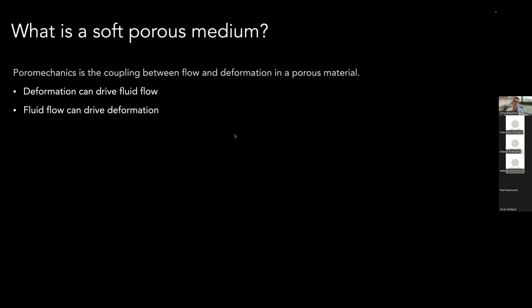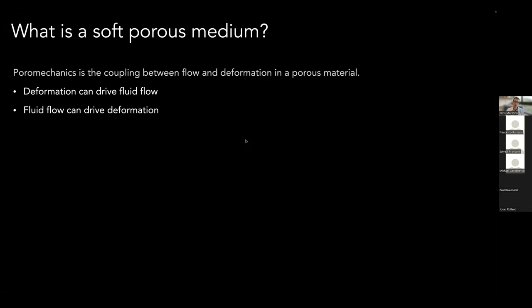So from there, I want to transition to thinking about what I mean when I say a soft porous medium. So I understand a lot of people in this community are not used to thinking about porous media generally. So I'll try to go slowly and build from there. So when I talk about poromechanics, what I mean is that it's the coupling between flow and deformation in a porous material. So a porous material is any collection of particles or fibers or anything else where there's a porous solid structure where the pore space is connected, and so the fluids can flow through it.